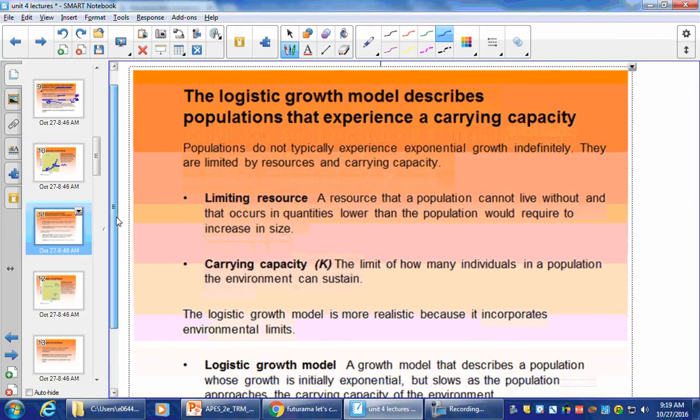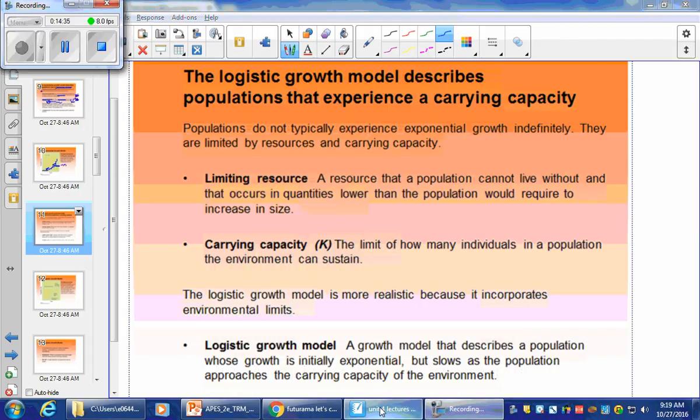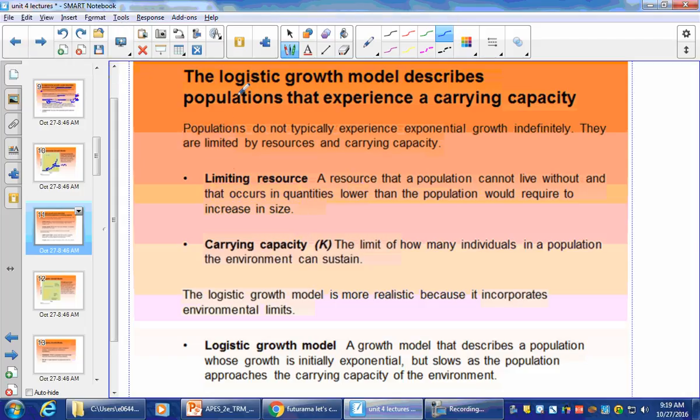Okay, logistic growth model. Of course, with abundant resources, you're going to have this really out of control exponential growth. That's really, really nice, but realistically, you don't get that. That's the logistic growth model, and you're taking into account the amount of resources and the carrying capacity. The carrying capacity is based off of the limiting resources, so the resource the population cannot live without. And if it's in lower quantities, you have to decrease the size of the population.